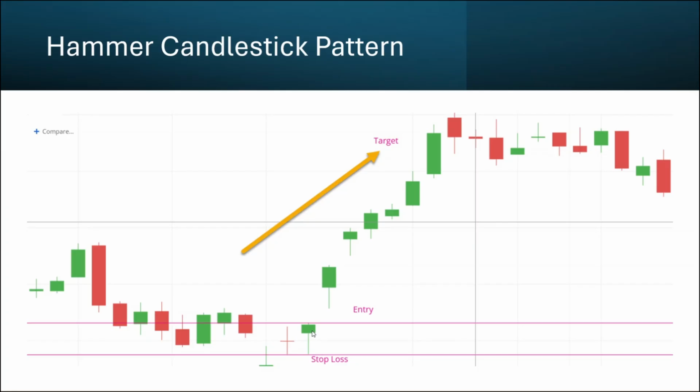After the hammer high, you should take your entry, and stop loss is the hammer low. For the target, there is no fixed target, so you need to ride the trend. Whenever you feel the market is reversing, or different kinds of patterns are appearing at the top, you need to book your target. That is how you need to trade the hammer candlestick pattern.